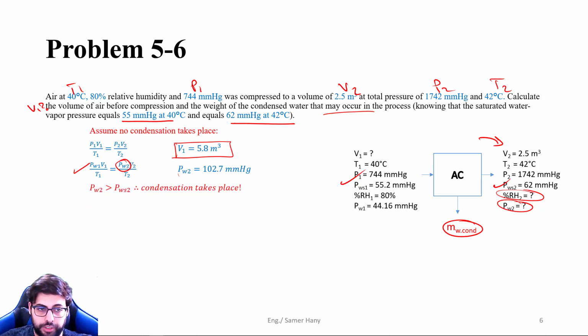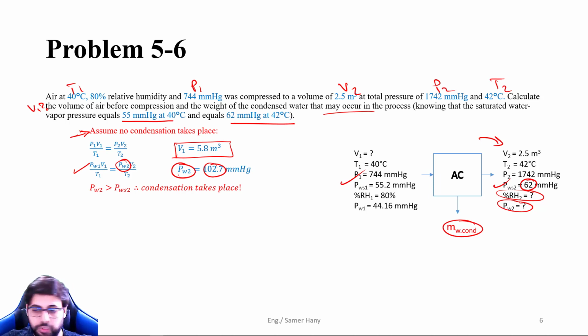How do we know if the assumption is valid? We need to compare this water pressure in the outlet stream with the saturation pressure. If it's over that saturation pressure, then the assumption is wrong and condensation needs to take place, because this way the air is oversaturated with water vapor. It can only contain 62 millimeter mercury of water, but according to our assumption and calculations, the air would contain over 100 millimeter mercury. So this is not valid, and this tells us that the assumption is wrong, and condensation will indeed take place.